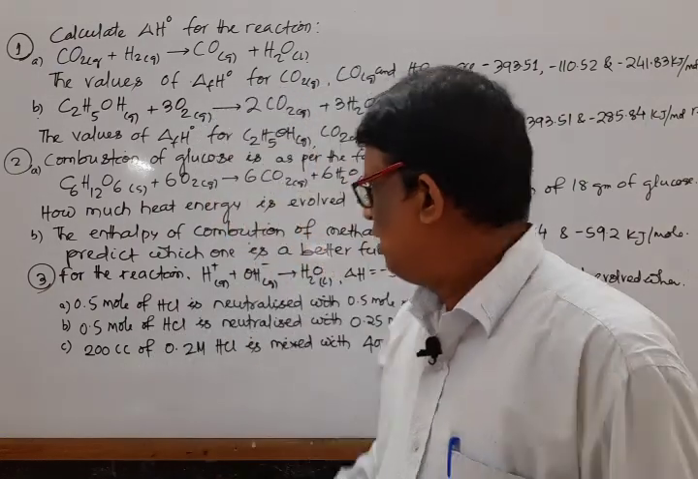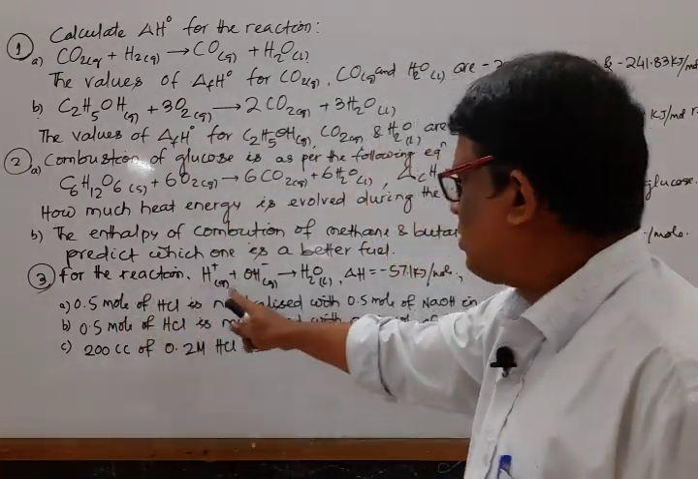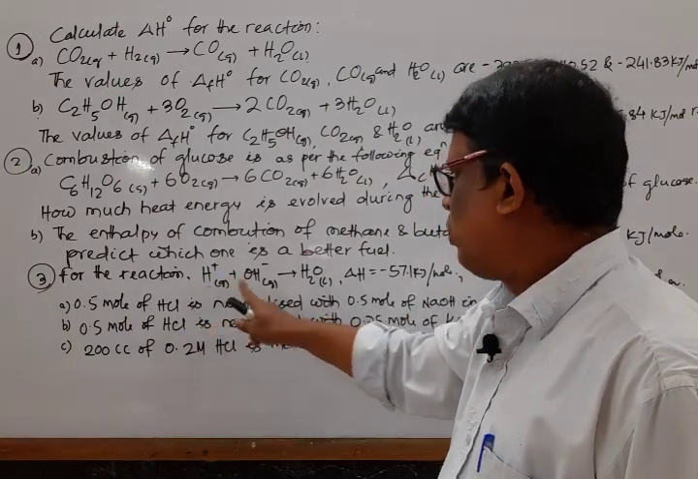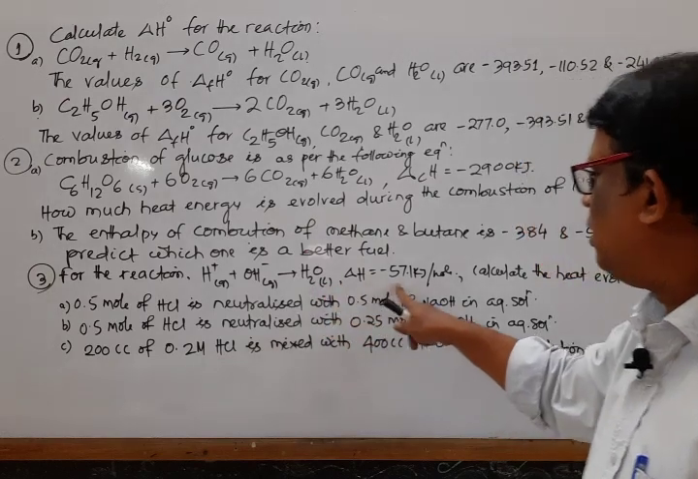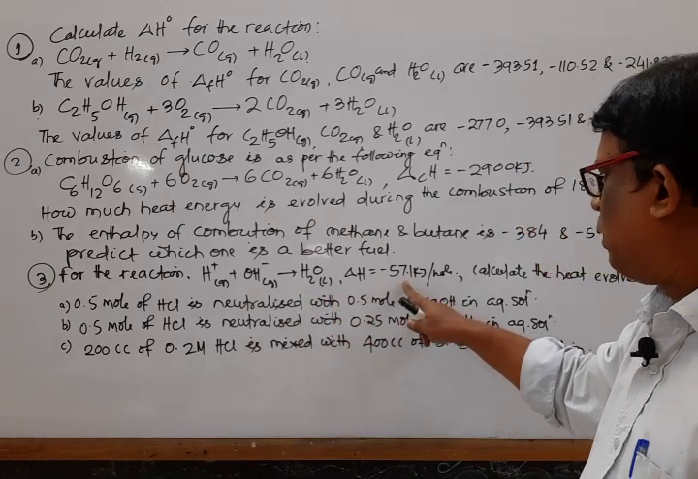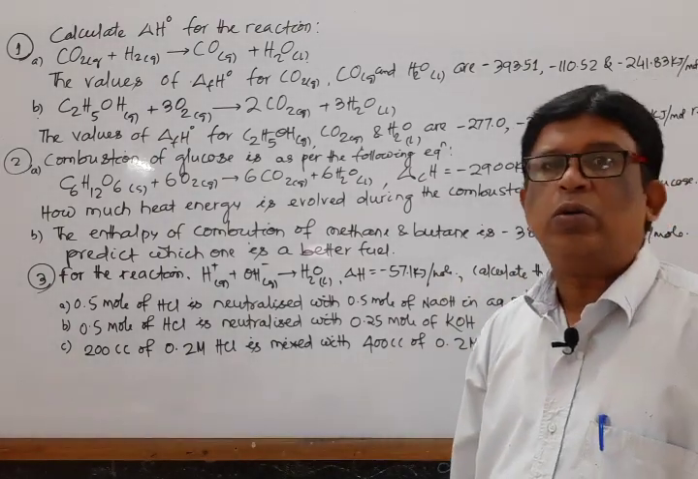Mark that. The question is from bottom to top. For the reaction of 1 mole of H plus aqueous combining with 1 mole of OH minus ion to form 1 mole of water, the amount of heat evolved is 57.1 kilojoule per mole. Then calculate the amount of heat evolved.